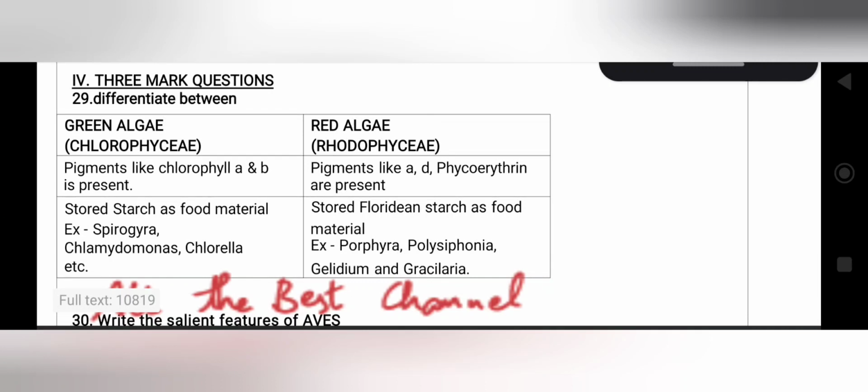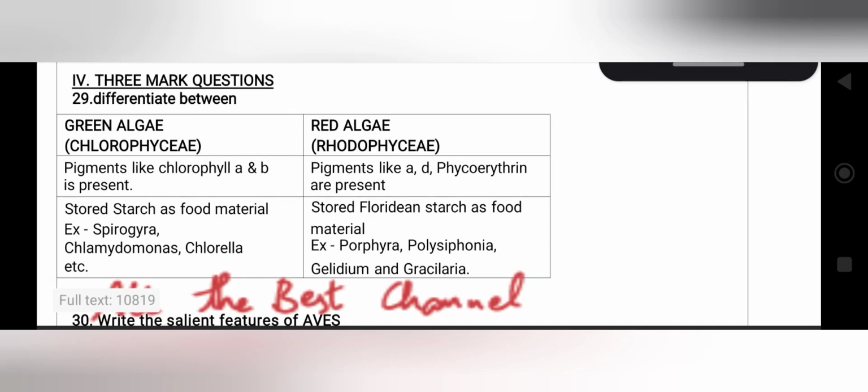Differentiate between green algae, Chlorophyceae, and red algae, Rhodophyceae. Green algae: pigments like chlorophyll a and b are present. In red algae, pigments like chlorophyll a, d, and phycoerythrin are present.